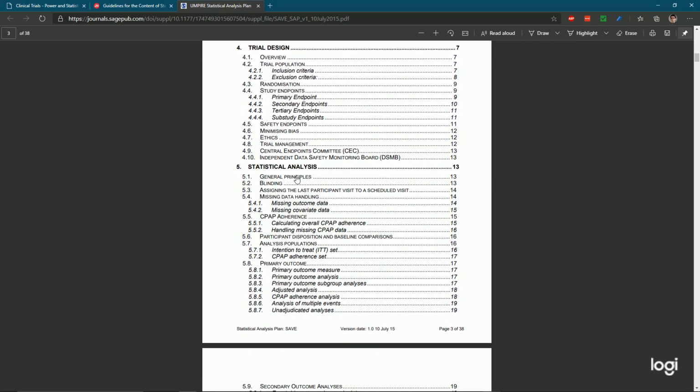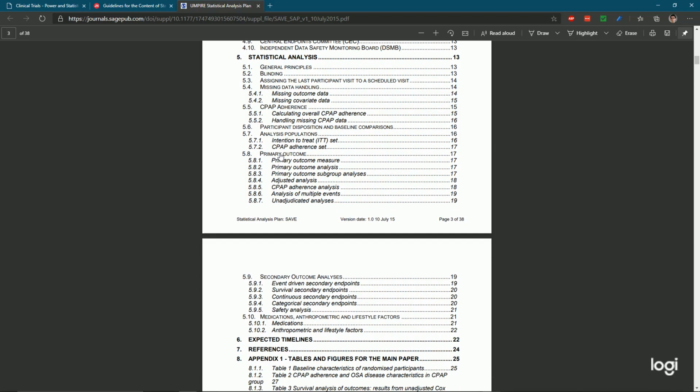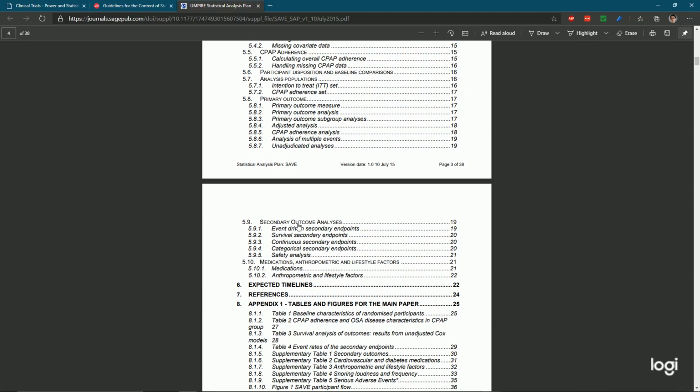Statistical analysis, general principles, blinding, how they're going to handle missing data, how they're going to monitor adherence, what baseline comparisons they're going to do, what the analysis population is, its intention to treat, and what exactly that will comprise. Primary outcome, what that measure is, what that analysis is, what subgroup analyses are, adjusted analyses, adherence analyses, how they're going to deal with multiple events. All right, secondary outcome analyses, what all of those are.